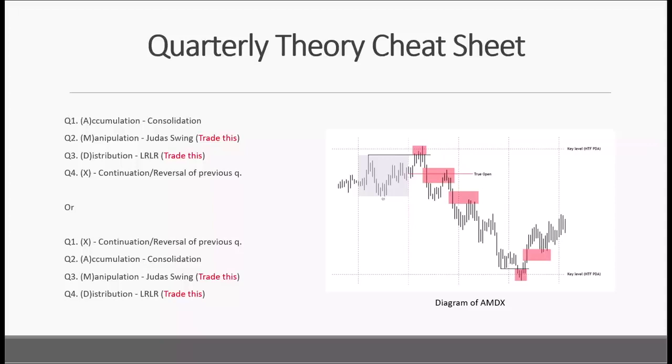The opening price of Q2 will always be its true open. So if the profile that you're looking at is XAMD, even though accumulation takes place during Q2, you will use the opening price of Q2, which is its true open, to gauge the Judas swing, which will present itself more times than not in Q3. The last phase will be the distribution phase, which will be the easiest phase to trade in regards to XAMD.